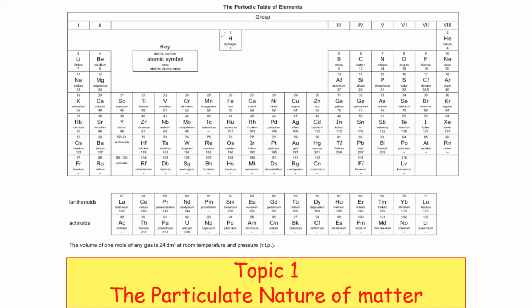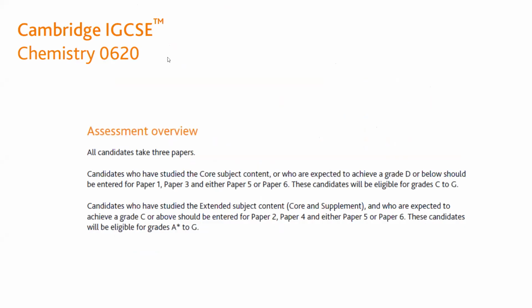So we'll start with topic one, but before starting the topic, just an overview of the syllabus. The subject code for those who want the grades in alphabetical is 0620. This is the code for your chemistry 0620, if you need your result in alphabets, and there are two possibilities.